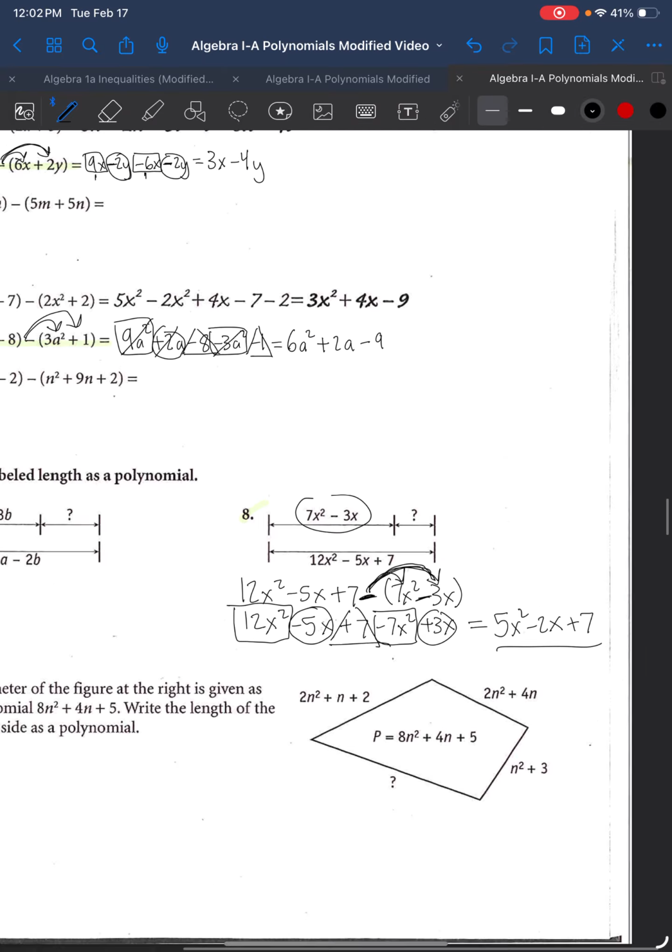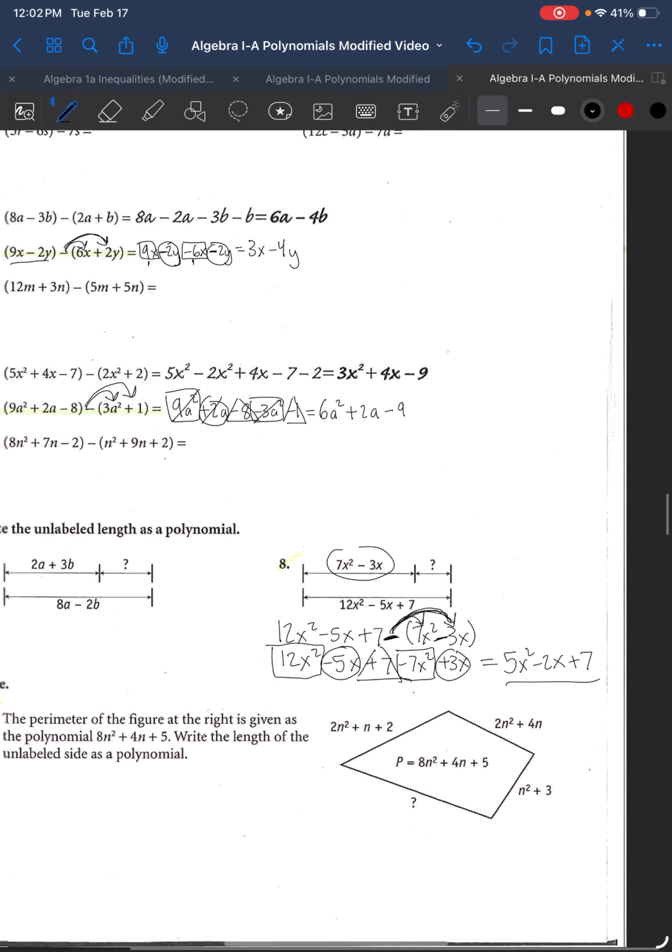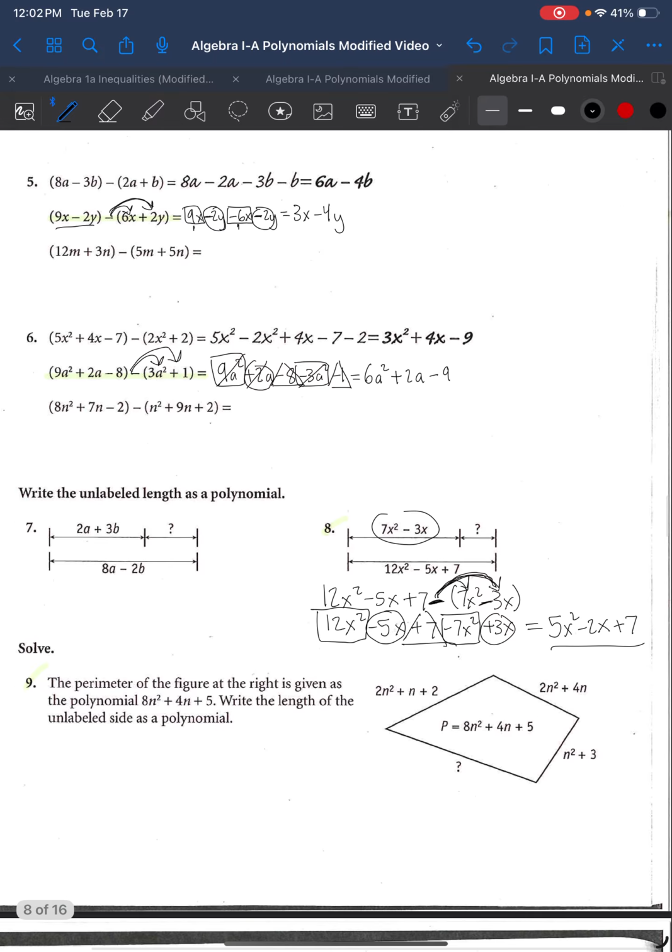All right, on this last one, it's really, really similar to number 8. It is saying this is the entire perimeter. Remember, the perimeter is the distance around a shape. The whole distance around is this amount right here. We need to subtract this and this and this in order to get the whole. We have to take those three things from this perimeter to get the missing number.